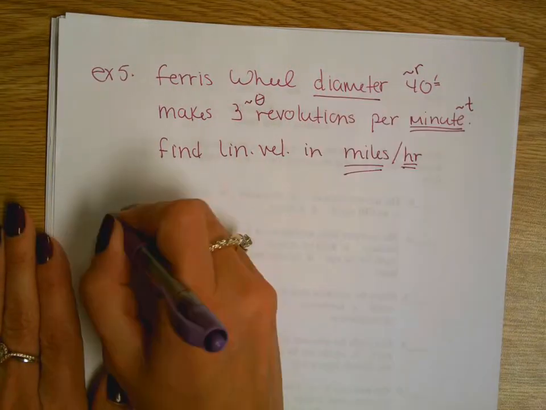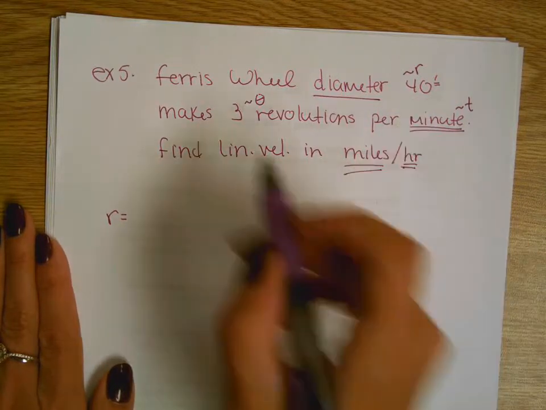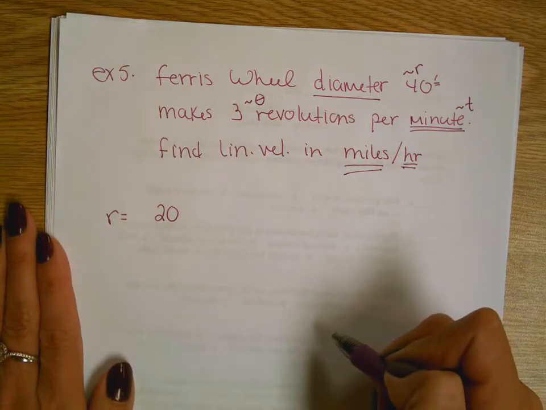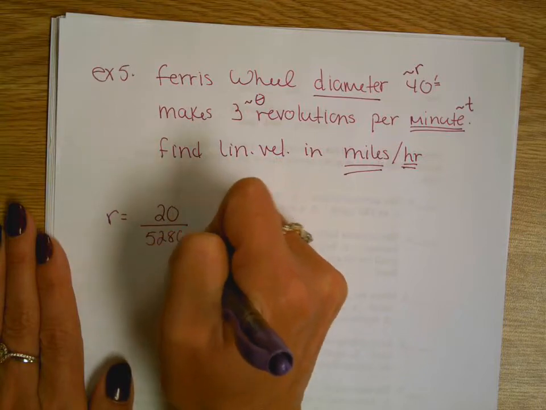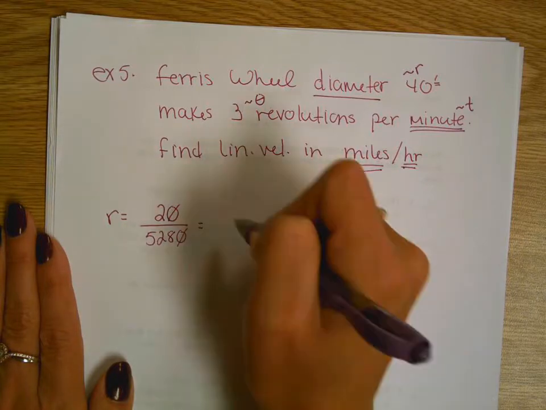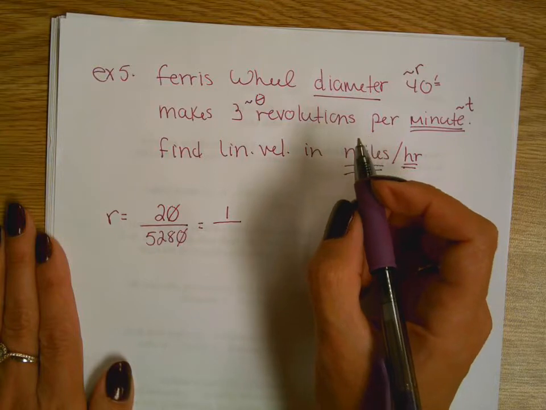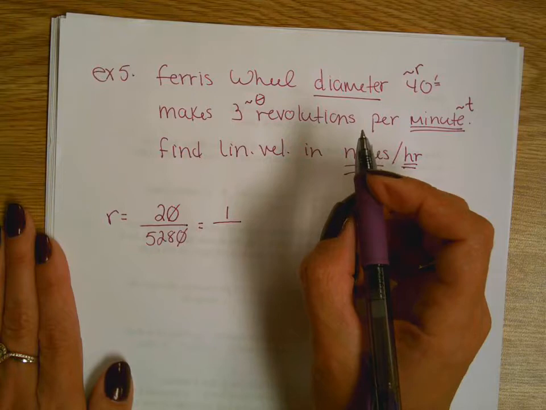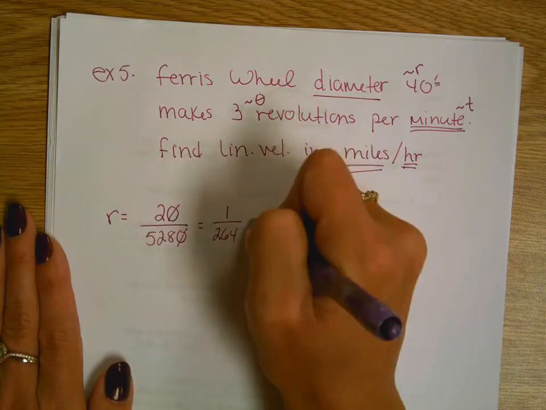So, let's go radius first. First we got to cut it in half because this is the diameter. So we got 20 feet. And then to kick it into miles, divide by 5280. Cancel off a 0. 1 over, that's half of 528, 264. It's 1 over 264. So that'll be miles.